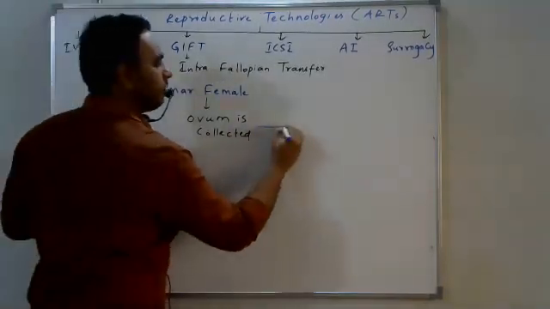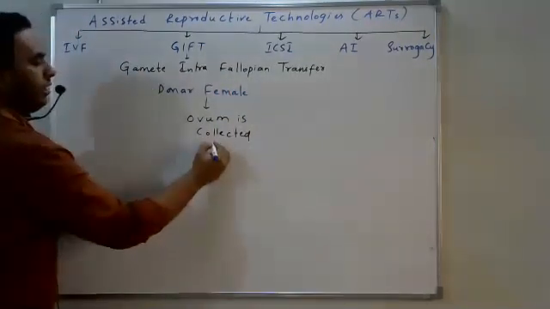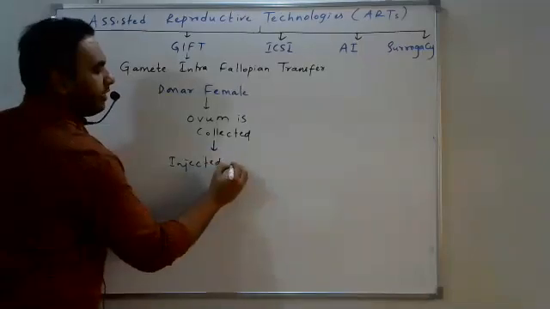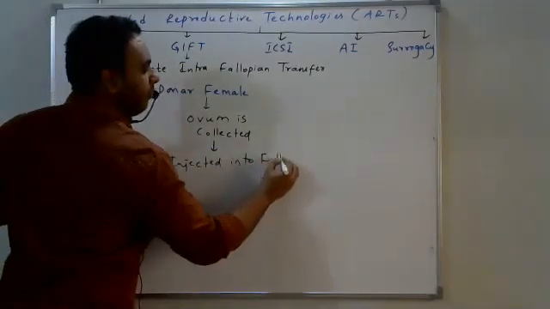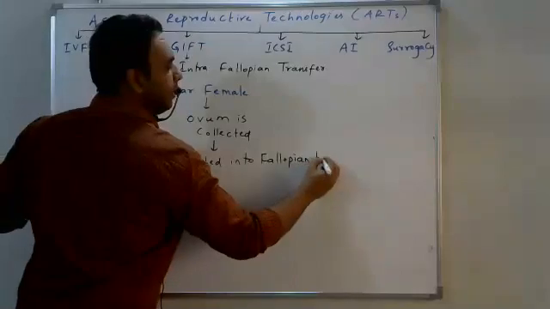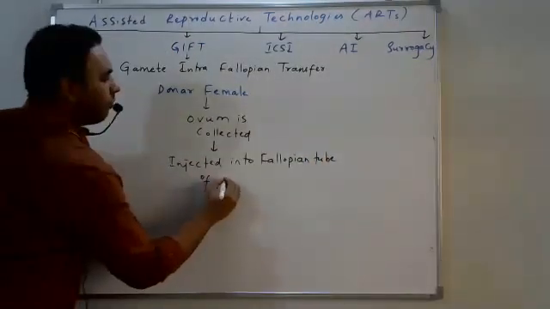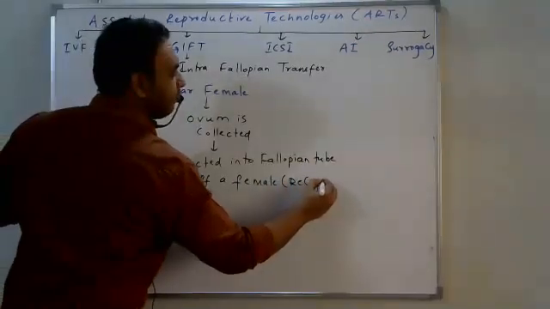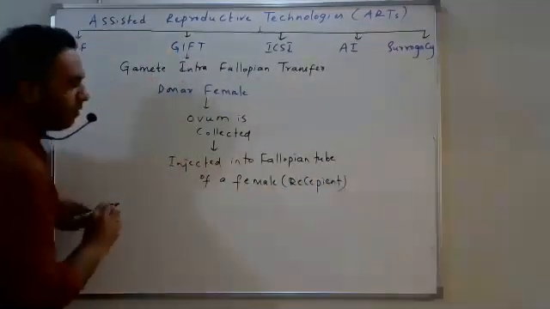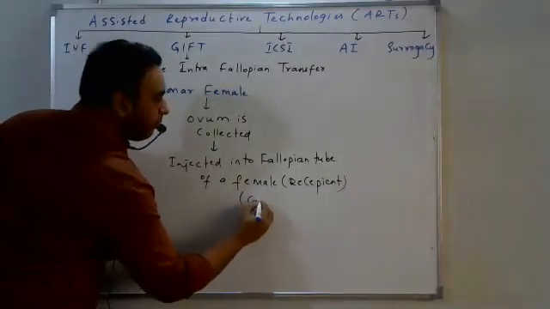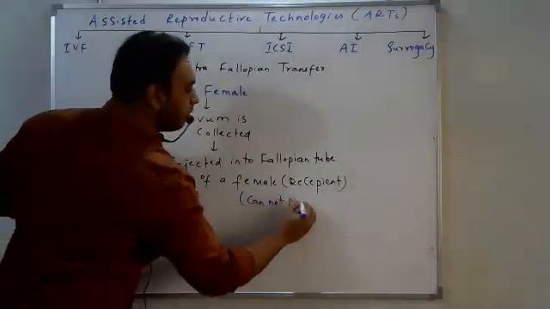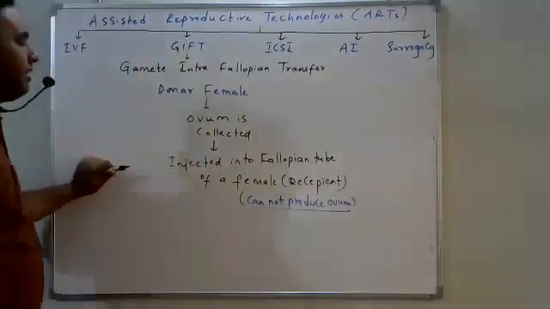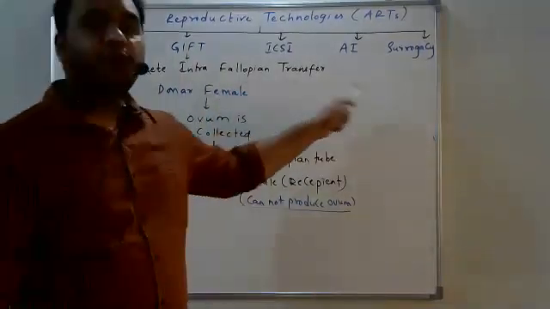And injected into the fallopian tube of a recipient female who cannot produce ovum. So this method is called gamete intrafallopian transfer.